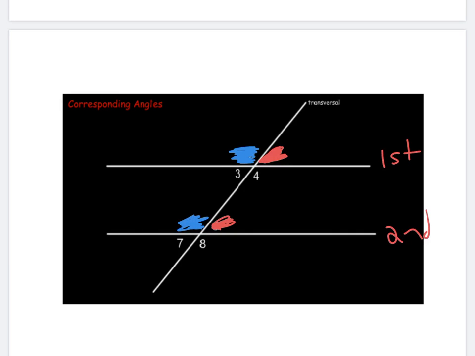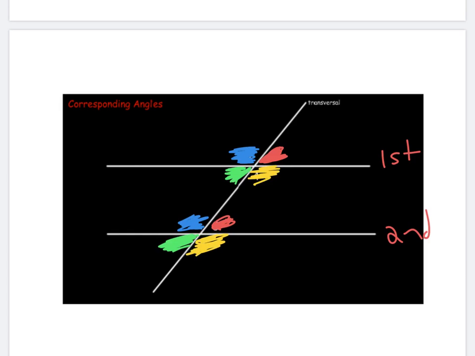Then I could say number 3. If I color number 3 green, if I have number 3 correspond to something in second period, the same location, it would be number 7. And then if I had number 4 correspond to something, it would be in the same place as 8. So basically, corresponding angles are 2 angles that are in the same position but on different spots along the transversal. So along the different spots of the parallel line.